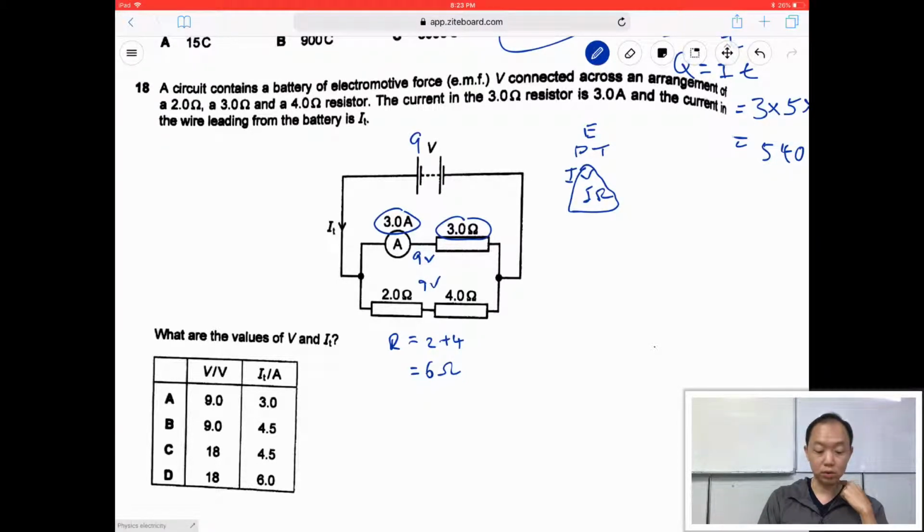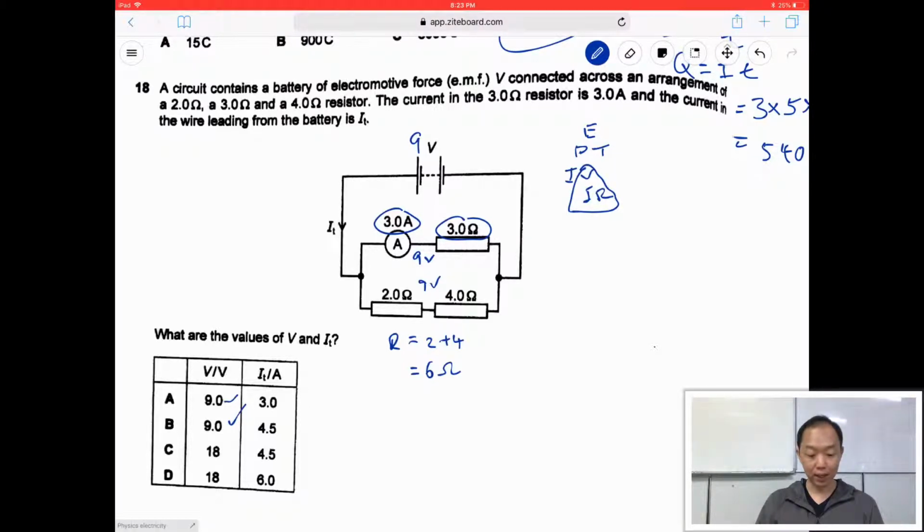And this is also 9 volt. Okay, what does this mean? This means V must be 9. So it's either A or B. Okay? Very simple. So why? Because it's parallel. So parallel, according to what we memorize, V equal to V1 equal to V2 equal to V3. So 9 volt, 9 volt, 9 volt.